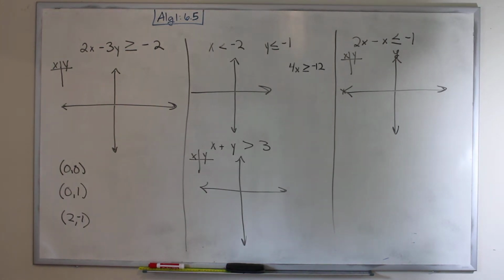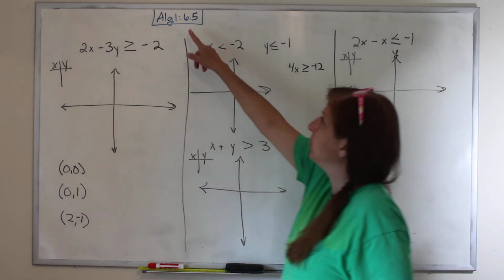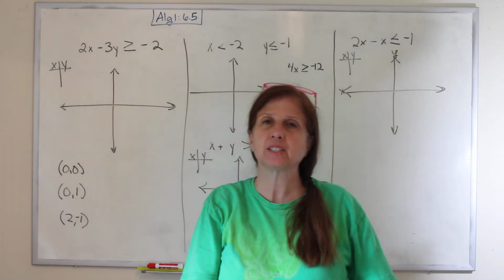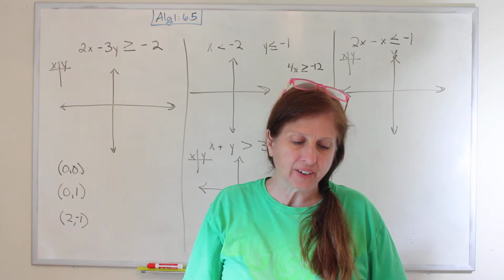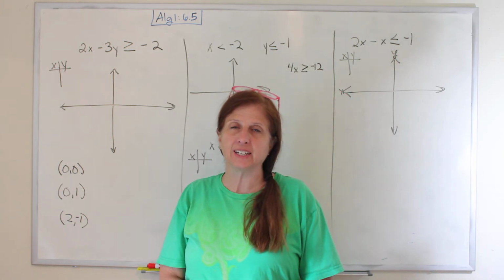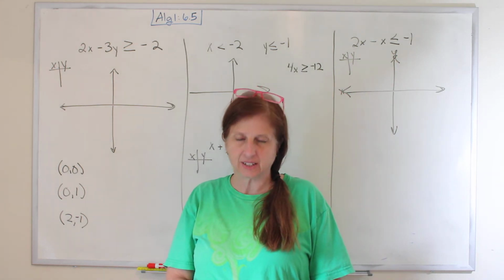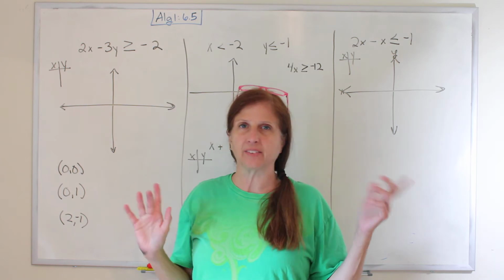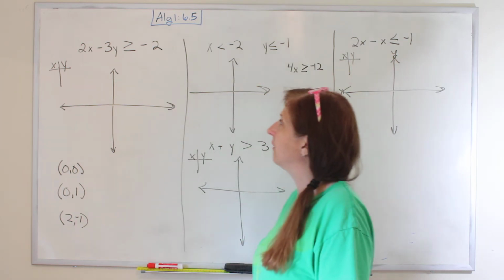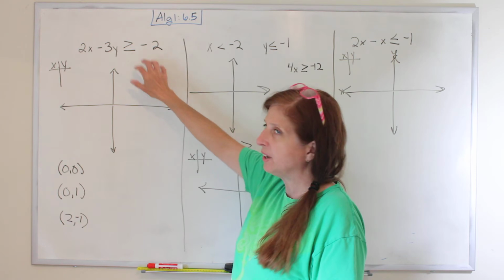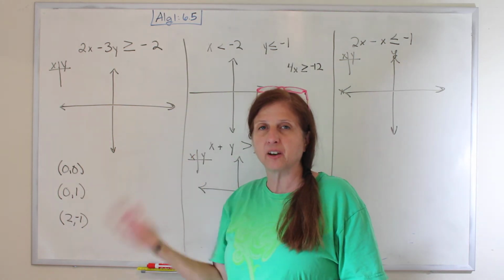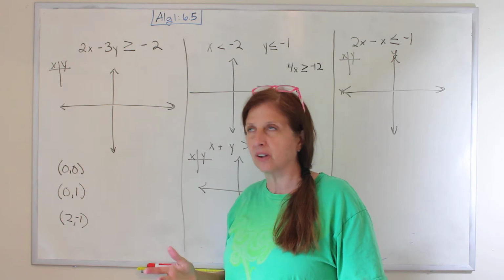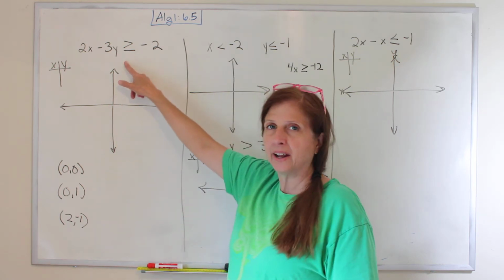Welcome back to Algebra 1. We are going to talk about Chapter 6, Section 5 in this book, graphing linear inequalities in two variables. Doesn't that sound fancy? We're getting to do fancy math. This is just fun. Alright, so we have been solving inequalities where there's an x and a bunch of numbers and we solve it. But now we're adding y.